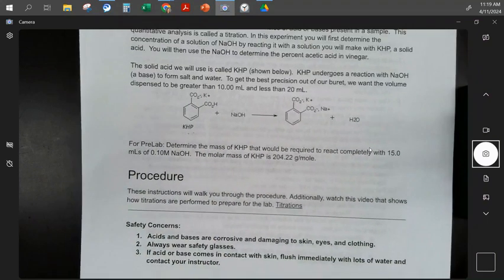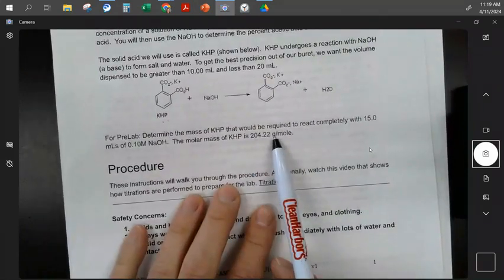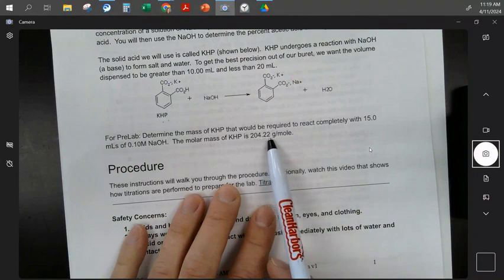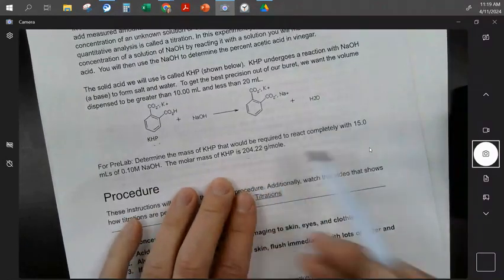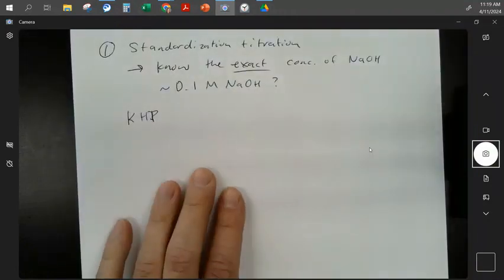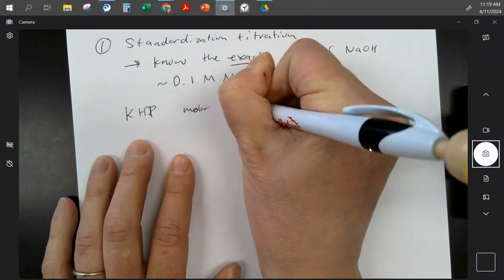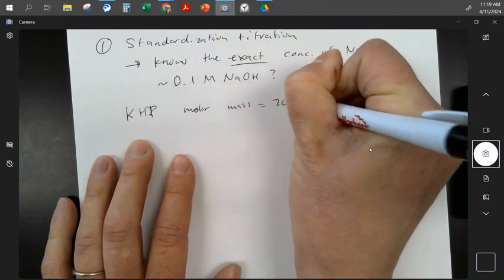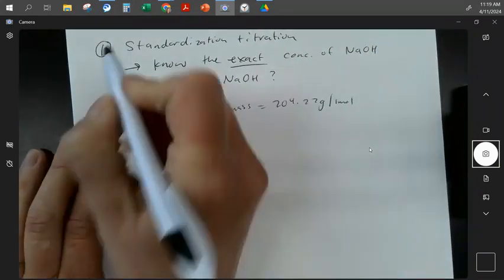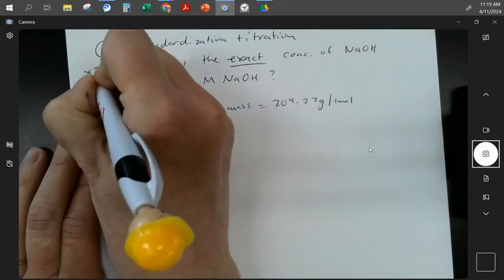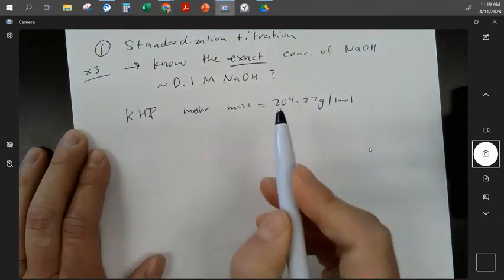If we look up the molar mass, oh, it's right here. Perfect. The molar mass is 204.22 grams per mole. So we're going to need to know that. Perfect. I didn't realize they gave that to us. So molar mass is 204.22 grams for 1 mole. All right, so that's the first titration. You're going to do 3 of these. You're going to titrate KHP 3 times.